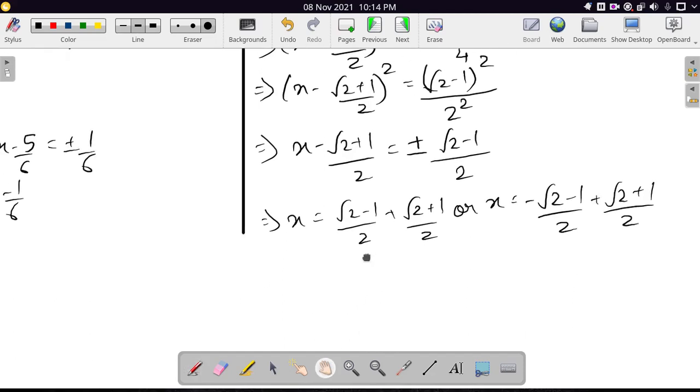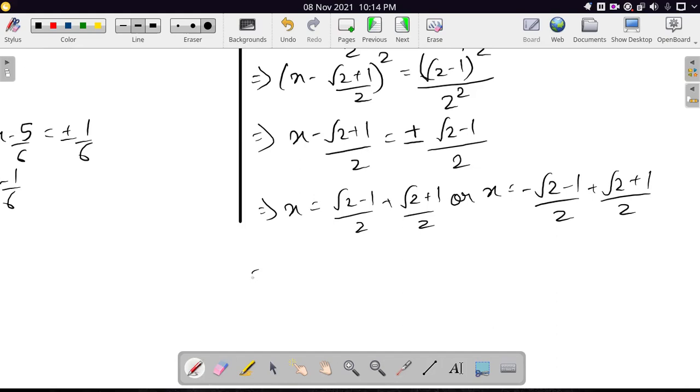So when we evaluate this entire thing, you will see that x has two values. One will be root 2 plus 1... yeah, 1 and 1 go off here, so one value will be root 2. Or x will be equal to, here 1 and 1 go off, 0, so another one is 0.